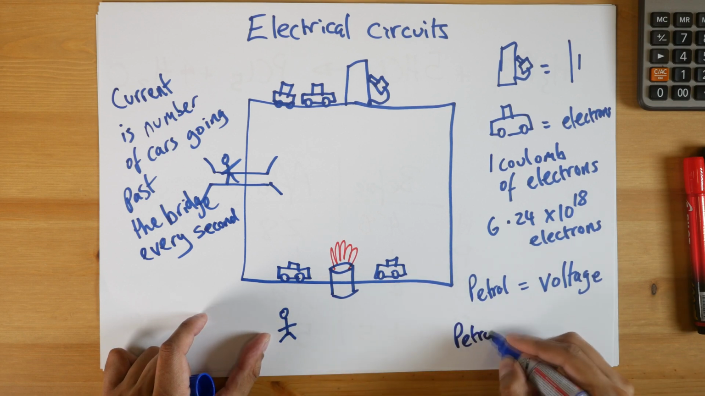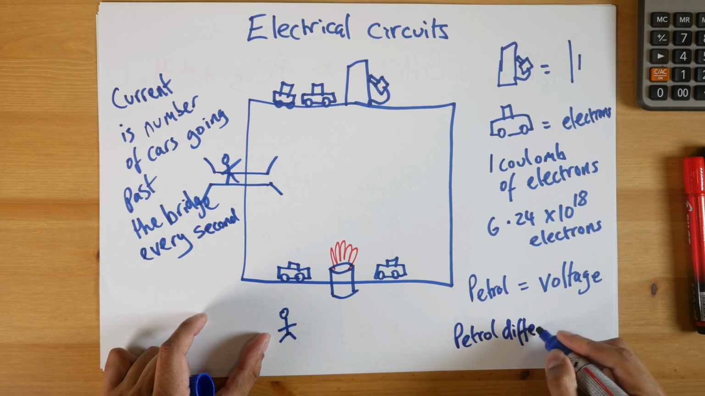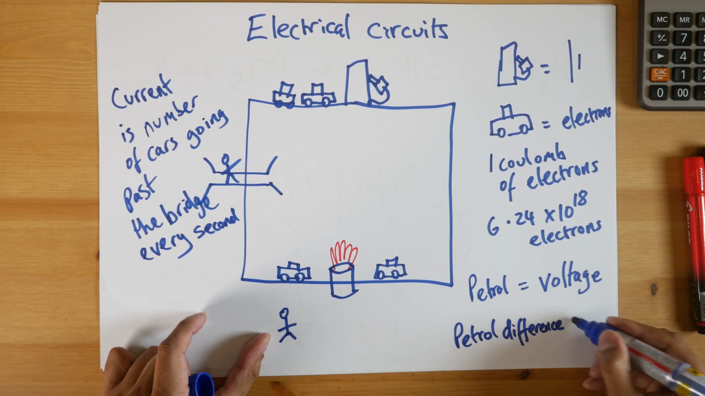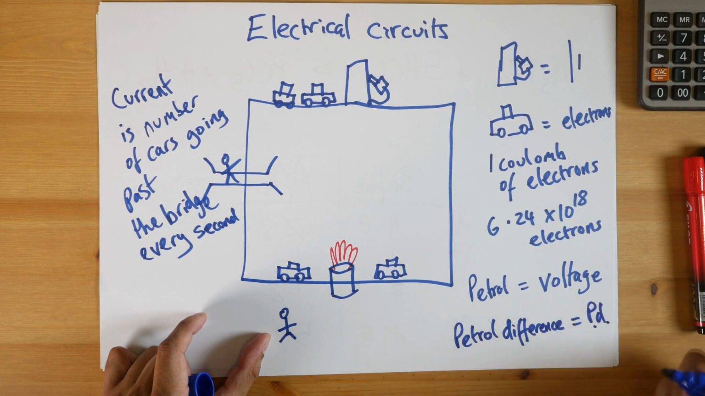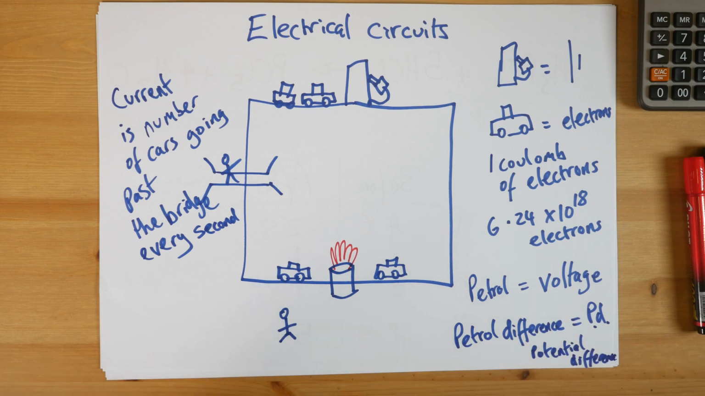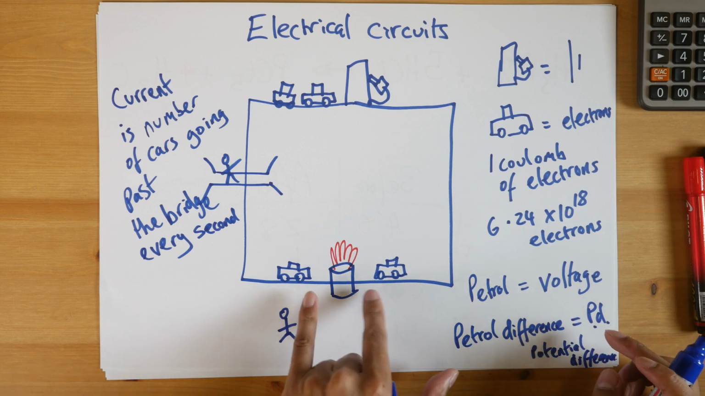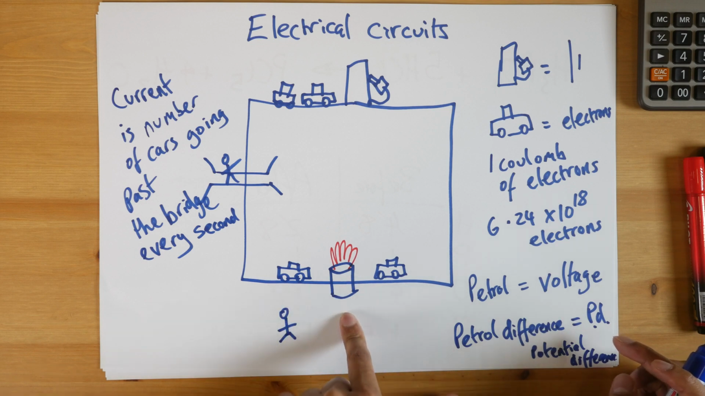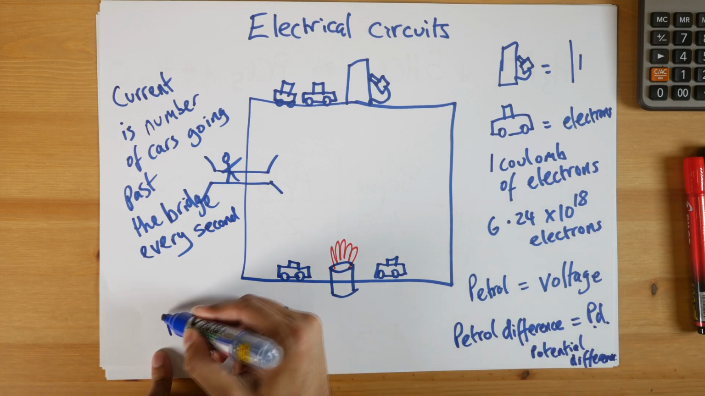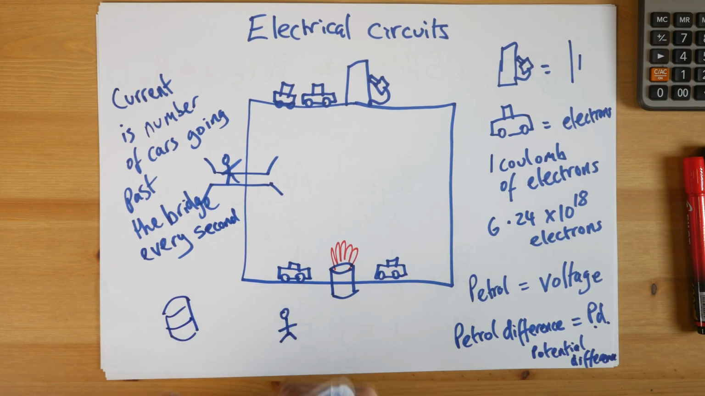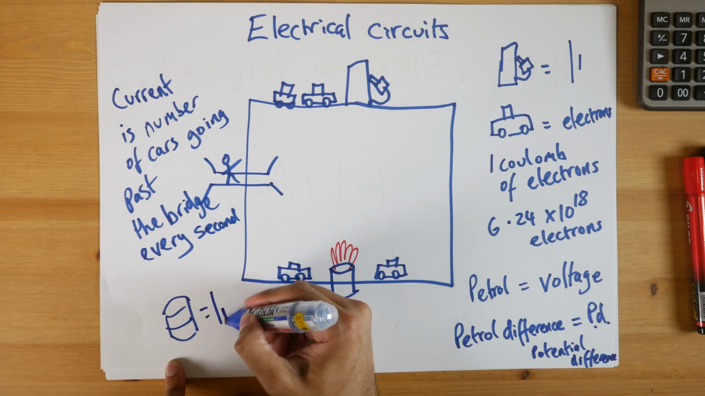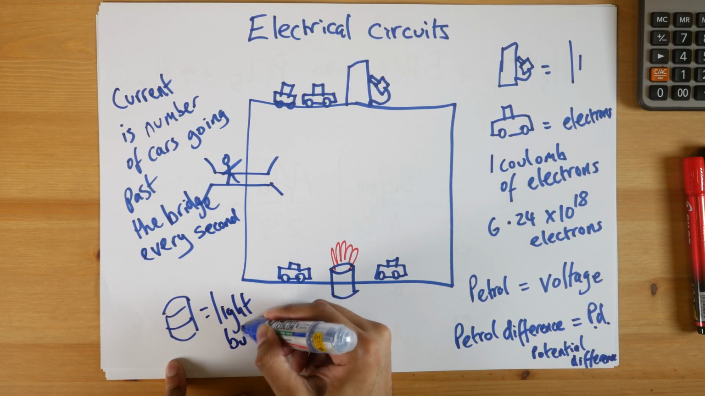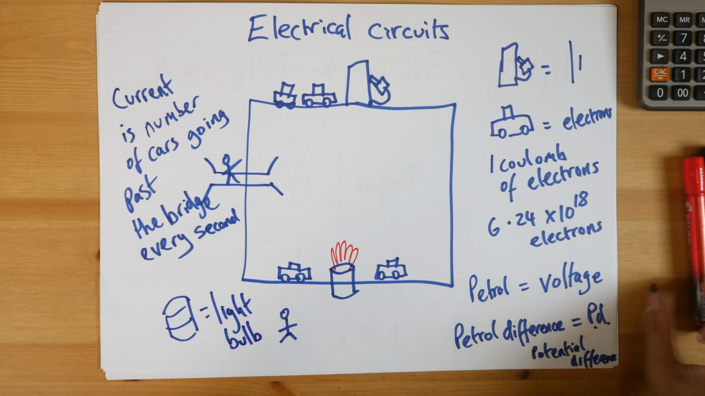So the petrol difference, aka PD, which conveniently stands for potential difference. Oh, I'm running out of space here. There we are, potential difference. This is the amount of energy used up by the device, and this device happens to be, in this case, a light bulb. Let me just write it here.